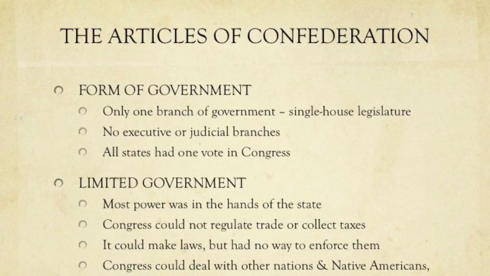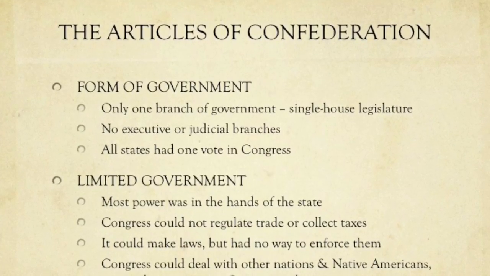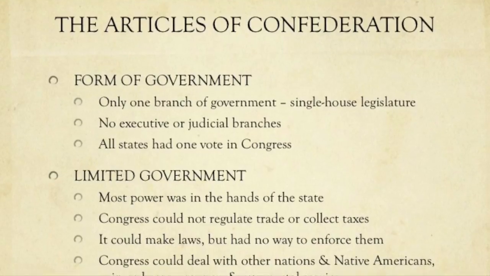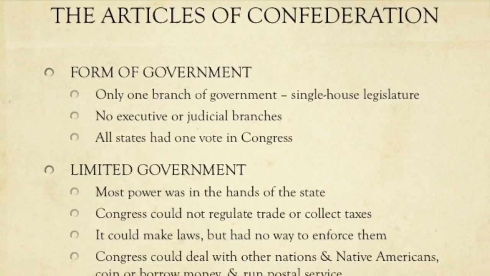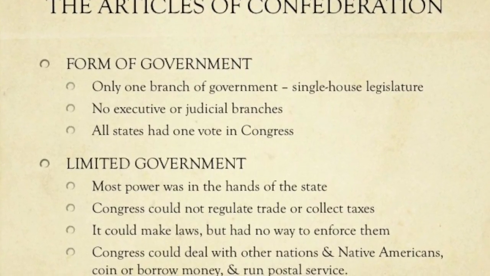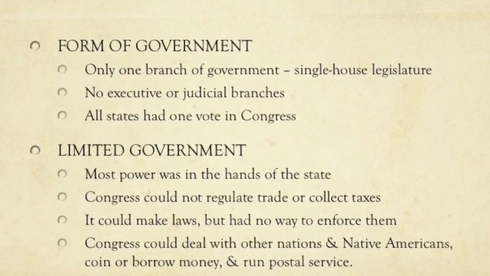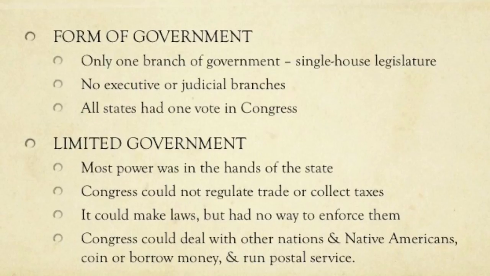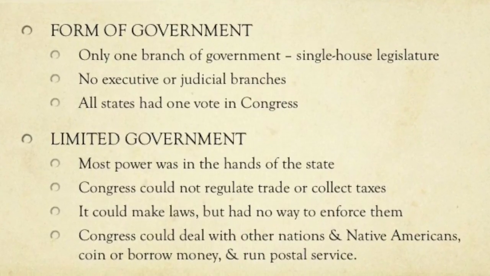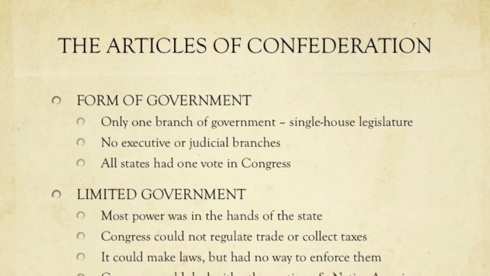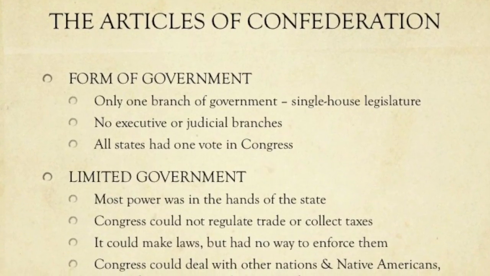At the national stage, they formed the Articles of Confederation, which would have only one branch, a single house legislature, no executive or judicial branches, and all the states had one vote in Congress, with very, very limited power. It was mostly in the hands of the states. Congress could not regulate trade or collect taxes. It could make laws but couldn't enforce them, and they could deal with other nations and the Native Americans, run a postal service, coin money and borrow money, but that was about it. And even coining money was a little bit iffy because most of the states had their own currency at the time.